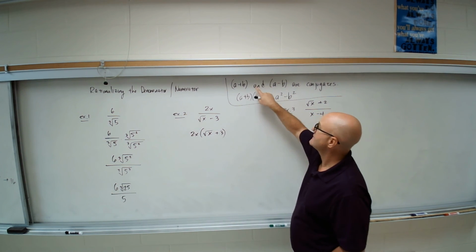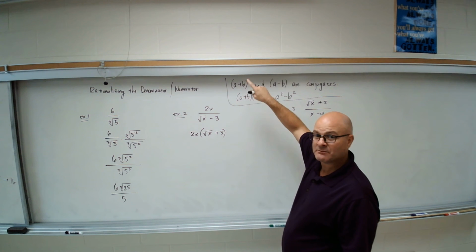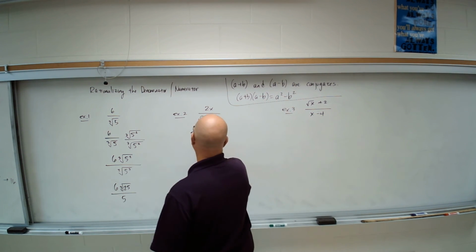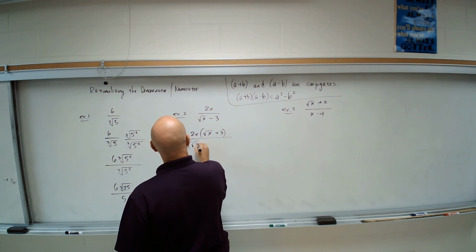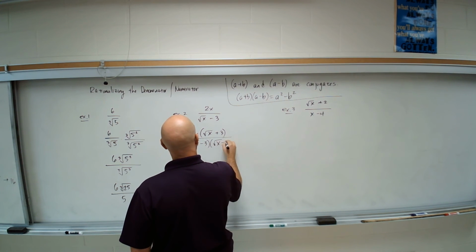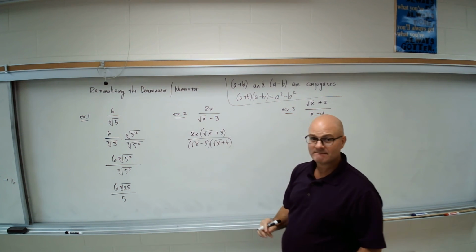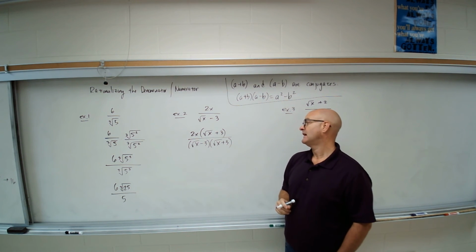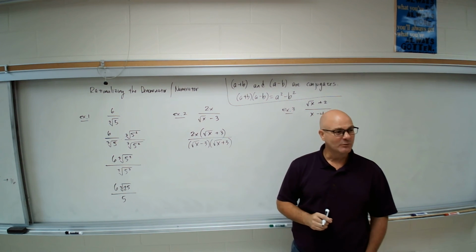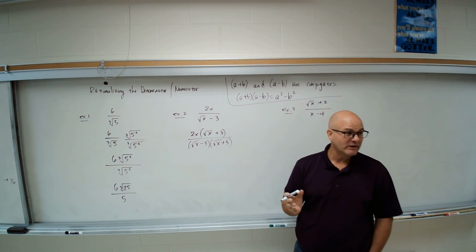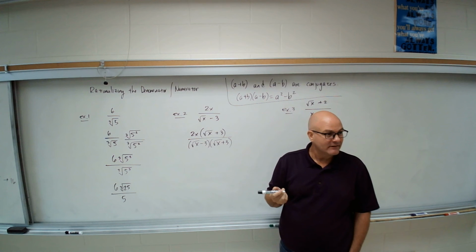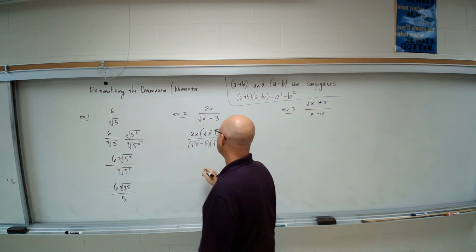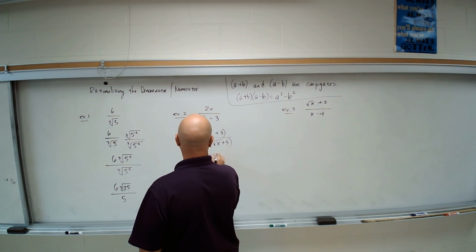Again, the conjugates, same two terms. One has a plus, one has a minus. And then on bottom here, we have radical x minus 3, radical x plus 3. Up here in the numerator, we could probably leave it like it is, maybe. Or we could try to simplify it later, but it's really not bad. It's factored. So 2x, radical x plus 3.